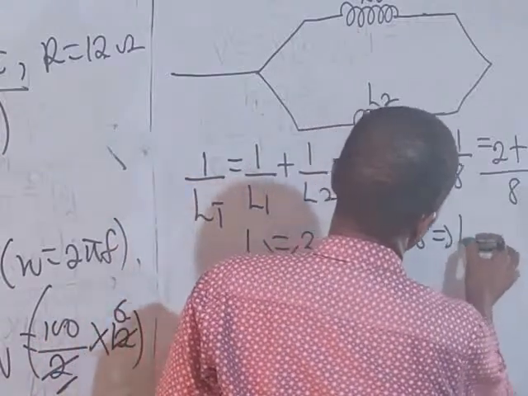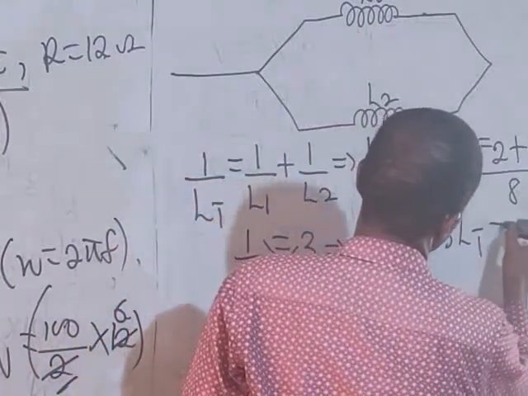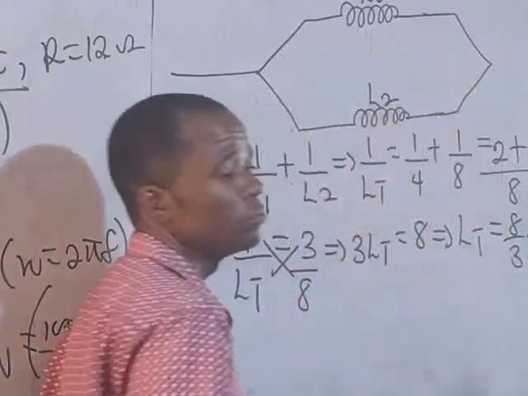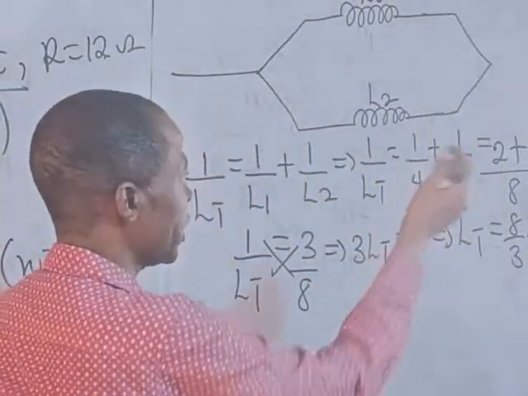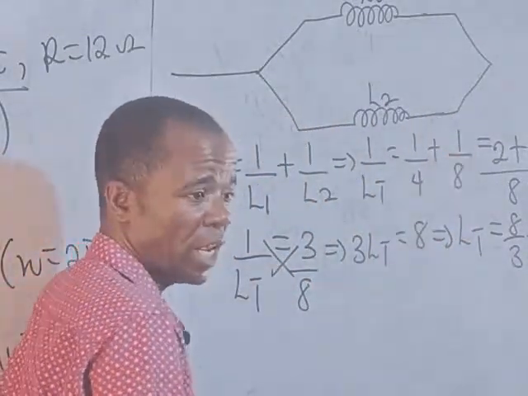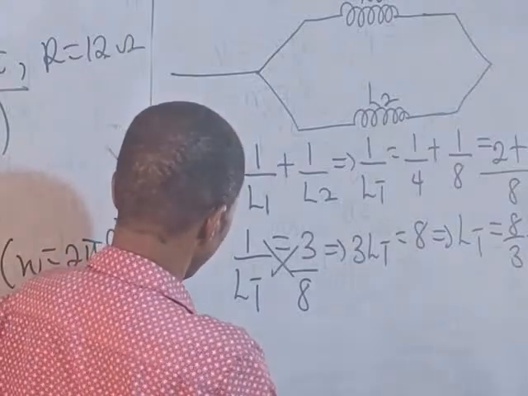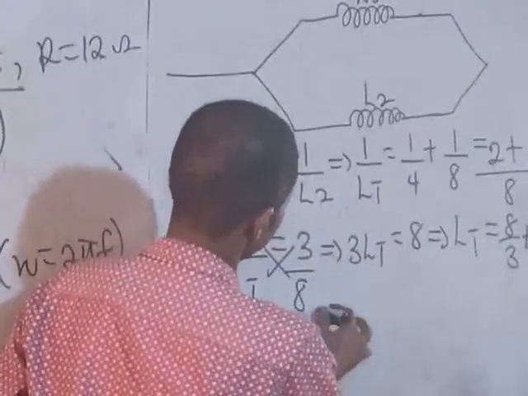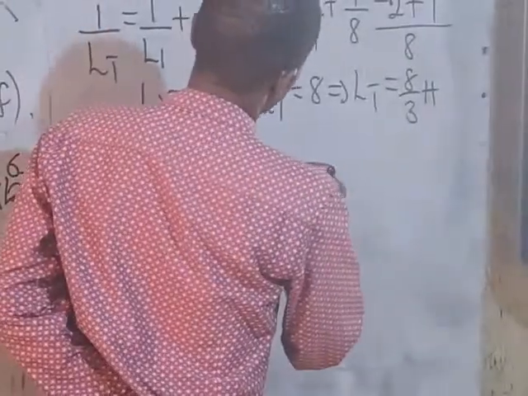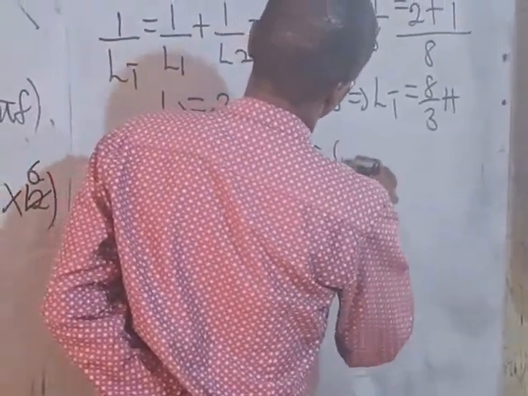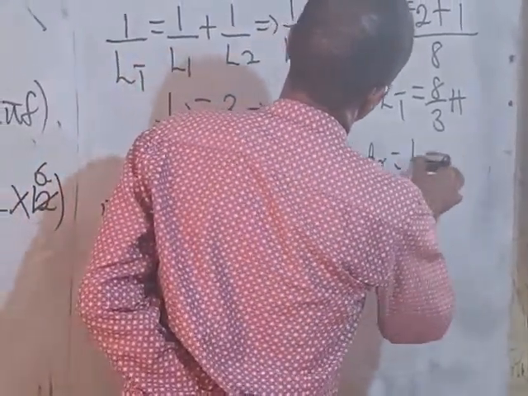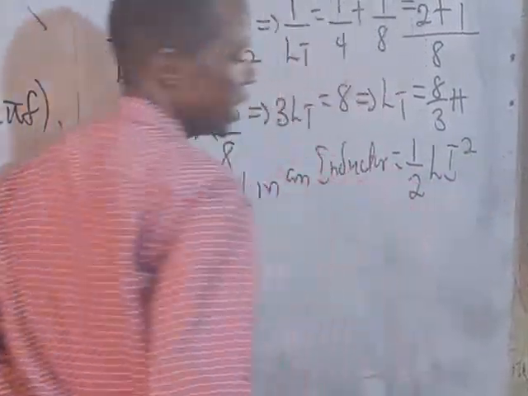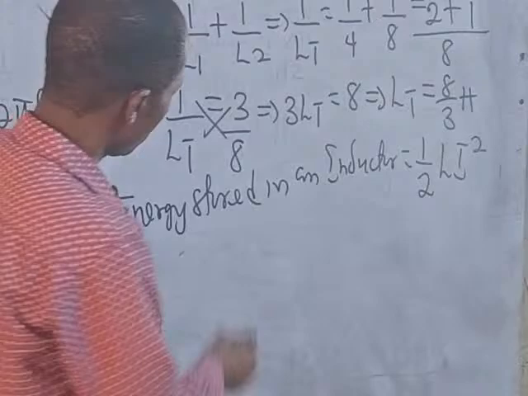What does that tell us? It means that the total inductance now is 8 over 3 henry. That's all you need. And then what are we asked to calculate? The energy stored in an inductor. So this is the formula: energy stored in an inductor is equal to 1 over 2 L i squared. That's all.